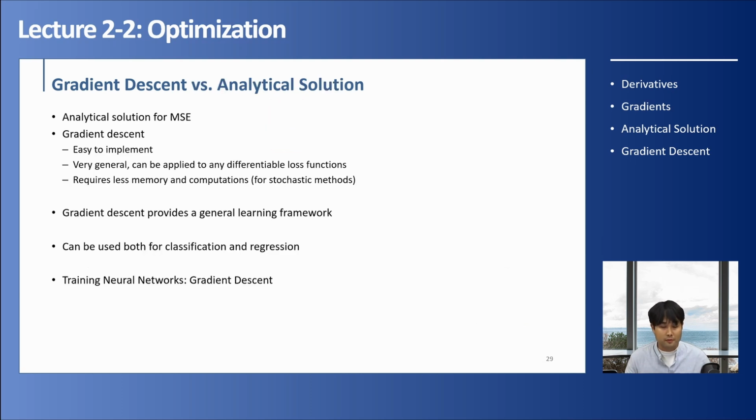Alright, so if we compare the two different ways that we've used to find the solution of an optimization problem, the first approach was to directly find the solution analytically, and the second was to find the solution through gradient descent. Now again, gradient descent is easy to implement, and at a high level it is very general, meaning that it is applicable to many differentiable loss functions. It is a very powerful tool that provides a general learning framework and can be used for both classification and regression tasks. Later on in this course, we'll be training neural networks through gradient descent.